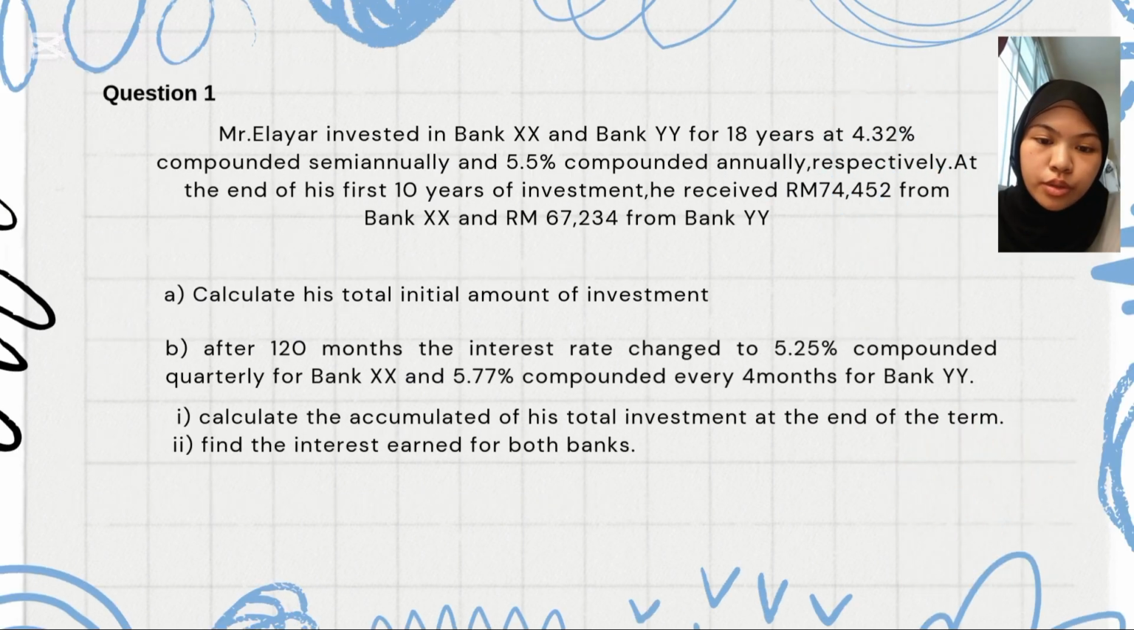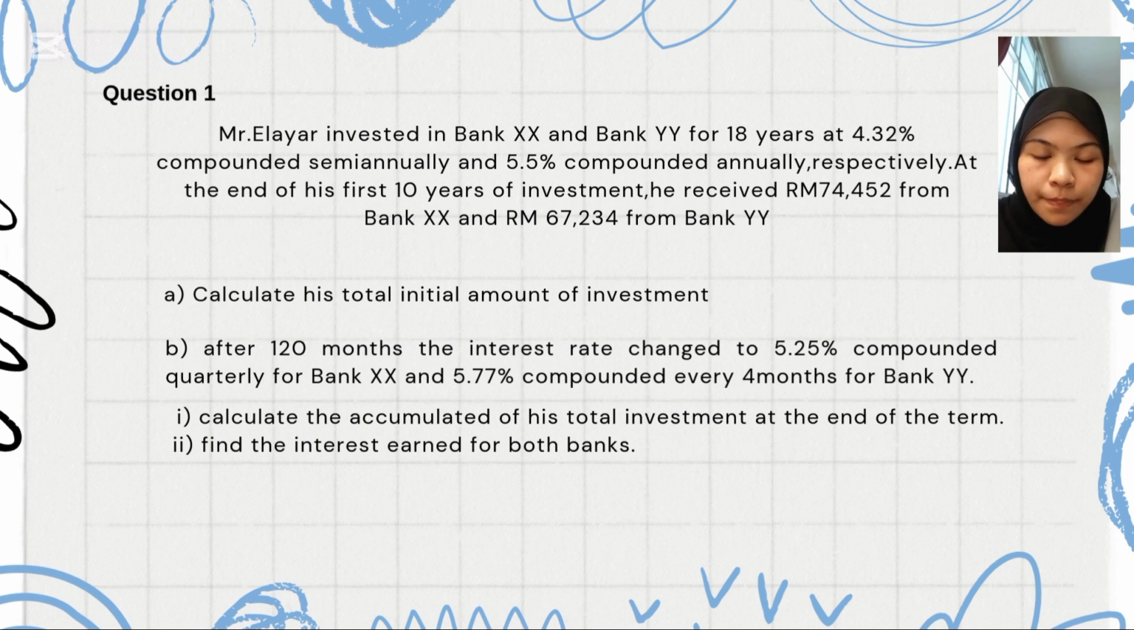For question 1, Mr. Elia invested in Bank XX and Bank YY for 18 years at 4.32% compounded semi-annually and 5.5% compounded annually respectively. At the end of his first 10 years of investment, he received RM72,452 from Bank XX and RM67,234 from Bank YY. Question A, calculate his total initial amount of investment.